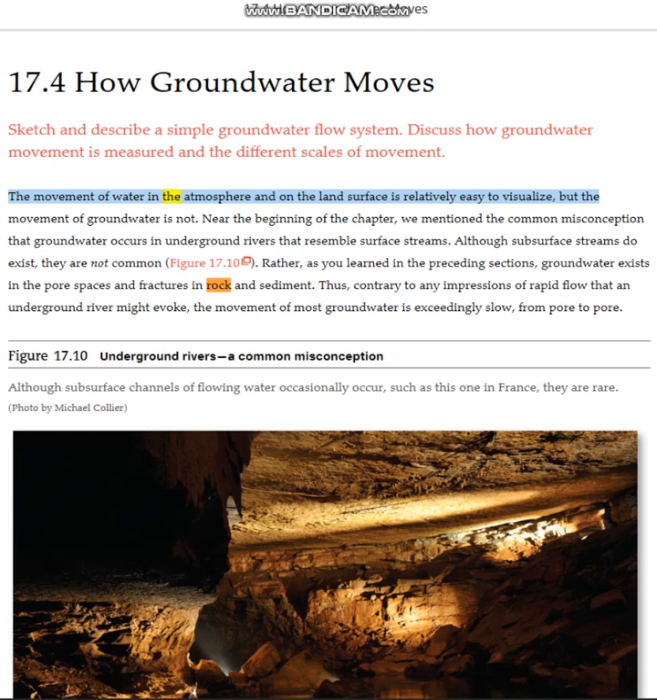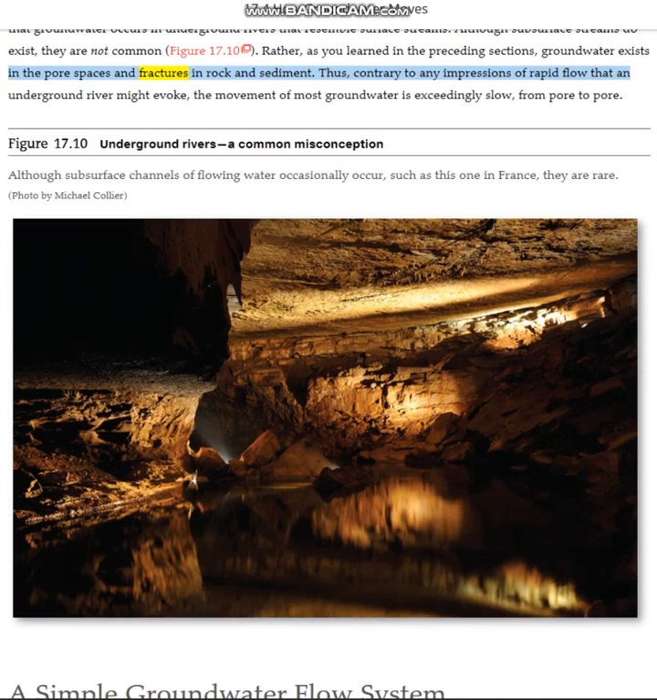The movement of water in the atmosphere and on the land surface is relatively easy to visualize, but the movement of groundwater is not. Near the beginning of the chapter, we mentioned the common misconception that groundwater occurs in underground rivers that resemble surface streams. Although subsurface streams do exist, they are not common, figure 17.10. Rather, as you learned in the preceding sections, groundwater exists in the pore spaces and fractures in rock and sediment. Thus, contrary to any impressions of rapid flow that an underground river might evoke, the movement of most groundwater is exceedingly slow, from pore to pore.